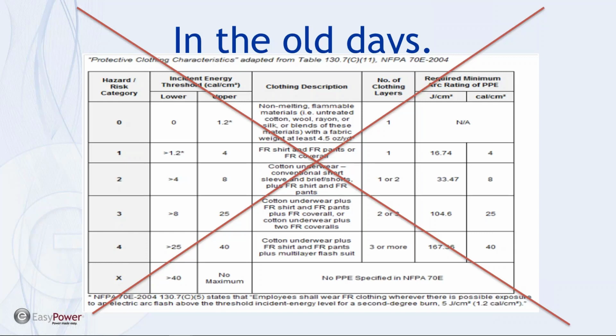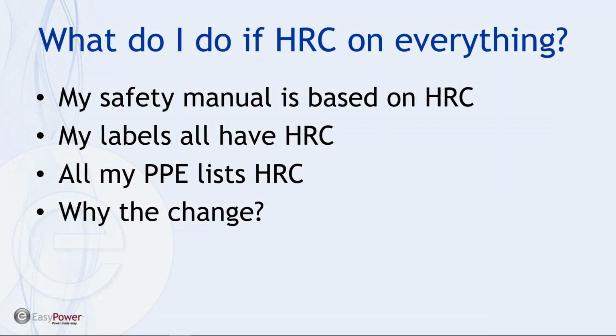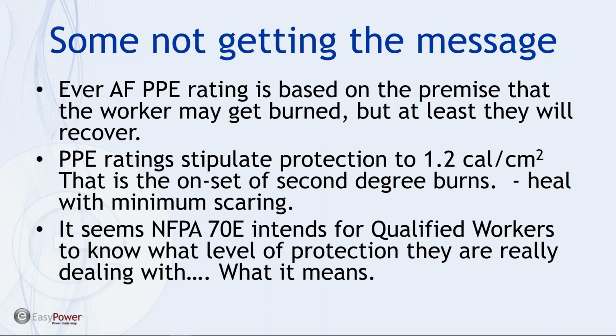Well, as soon as I put this into my presentation, the first question I get back is, wait a minute, what do I do if all of my system is based on HRC? HRC being hazard risk category. My safety manual is based on HRC. My labels all have HRC. My PPE is even segregated by PPE rating or HRC rating. Why the change? Well, in my opinion, some people are not getting the message because we're taking the understanding of the hazard out of the equation, and we're just basing everything on category numbers.